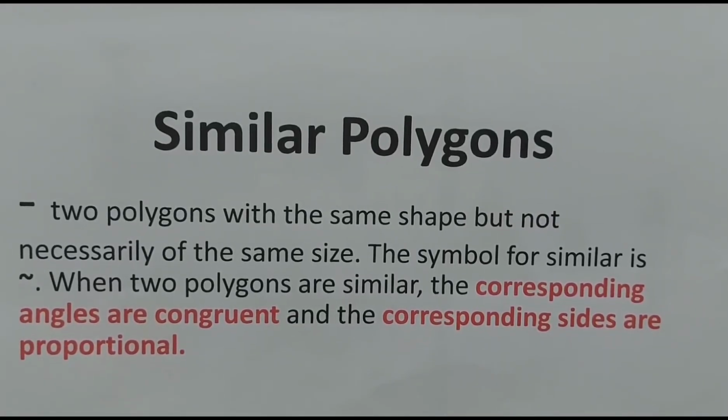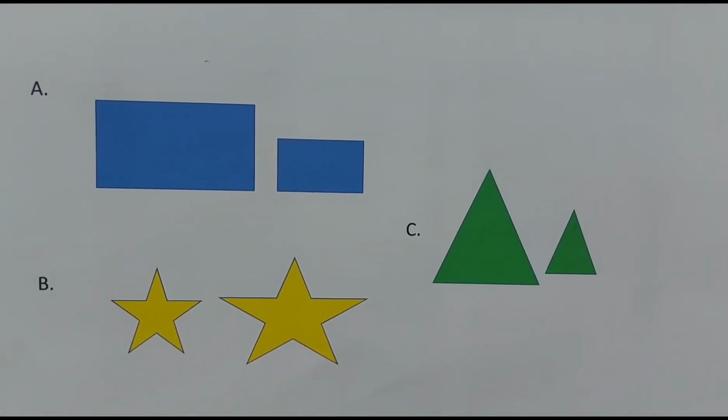Okay, let me show you an example of similar polygons. So we have here three sets of examples of similar polygons. In letter A, you have there a rectangle. So, the two shapes are similar. They have the same shape, but they don't have the same size. The same in letter B, you have the two stars, the small one and the bigger one. So, they have the same shape, but not the same size. The same also with letter C. We have here two triangles. The two triangles are not of the same size, but they have the same shape.